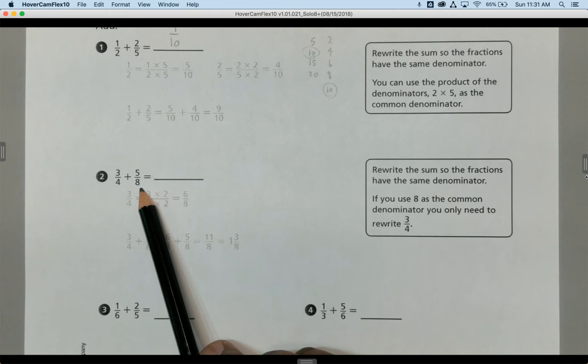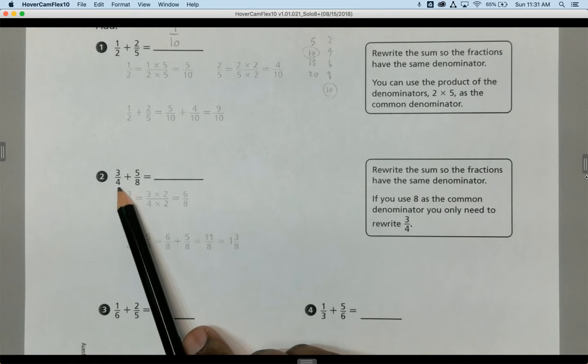Yes, I can. This is good news, because since 8 works as a common denominator, we don't need to touch 5/8. That already has the denominator we want. We simply need to rewrite 3/4 as something over 8. What we do to the bottom, we do to the top.